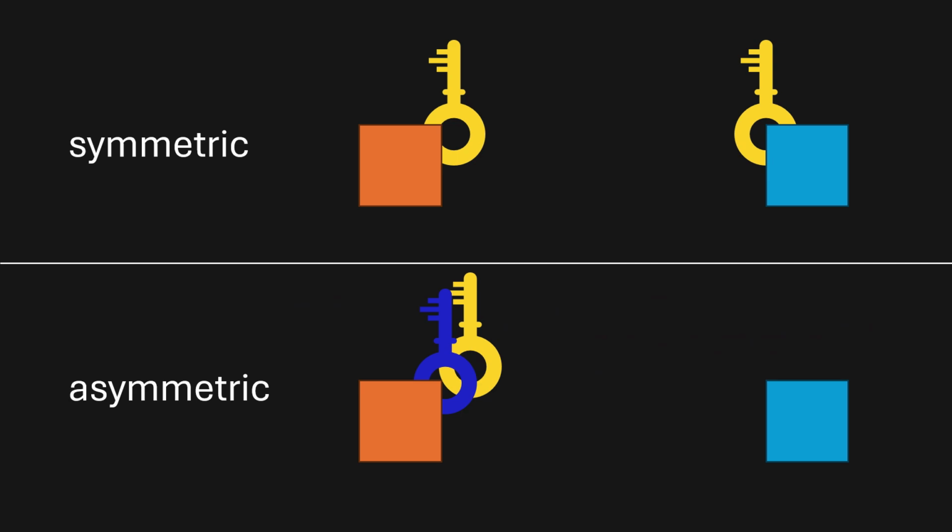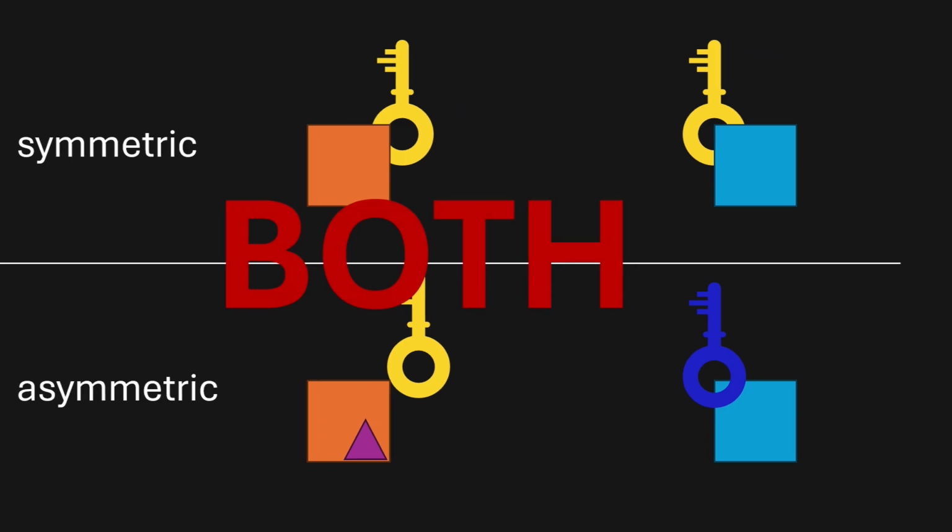The second is asymmetric encryption. Here you have two keys, a public key that anyone can have and a private key that only you hold. Data encrypted with the public key can only be decrypted with the private key. It is more secure for certain use cases, but it is significantly slower. So, which one do we use? Both. And here's why that's clever.